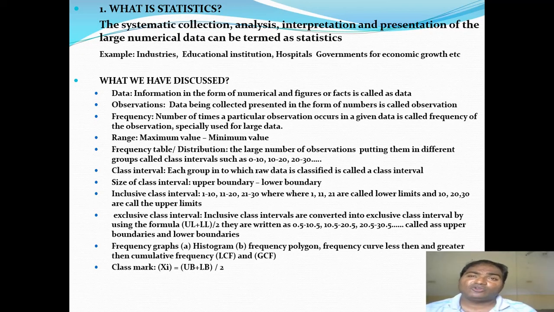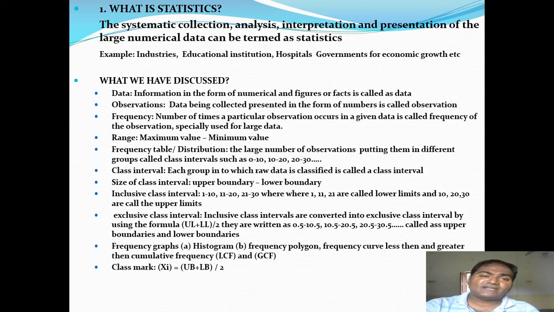Now, under this, we have various topics in statistics. In your lower sections, you have discussed frequency graphs, histograms, frequency polygon, less than cumulative frequency, greater than cumulative frequency. We are going to discuss them elaborately as we get into our further classes. Before that, let me explain a simple concept called class mark. What is a class mark? Upper boundary plus lower boundary by 2, which is nothing but the midpoint of a class interval, is known as the class mark.